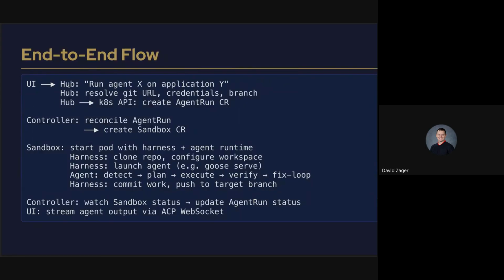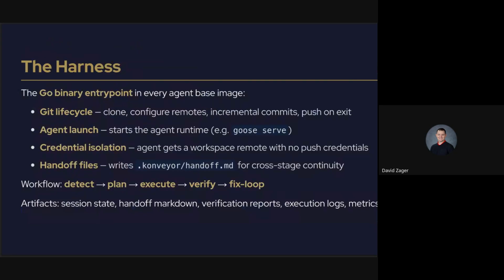So the UI tells the hub: run agent X on application Y. The hub resolves the Git URL, credentials, and branch, and it creates the agent run CR. Our controller, the agentic controller, reconciles those into an agent run. It creates a sandbox CR, and it starts a pod with the harness. And then the harness is the thing that makes all these things come to fruition.